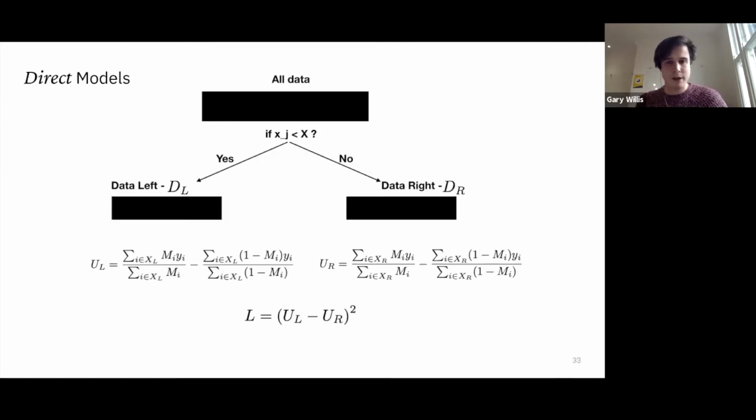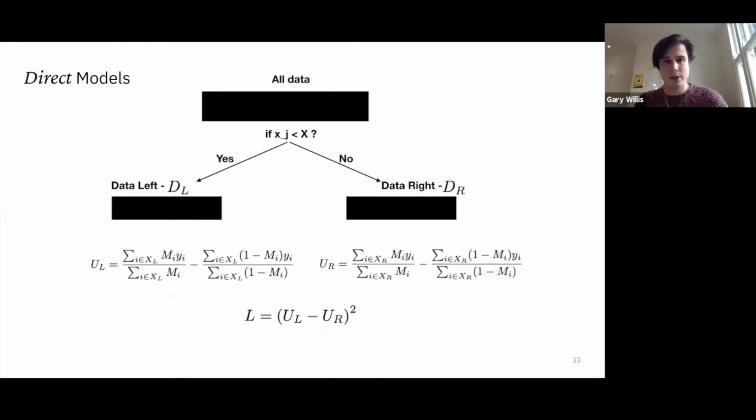Direct models take a very different approach. Direct models try to use empirical uplift as the thing that mimics true uplift. And thus they try to split the training data up into different groups, which have maximally differing empirical uplifts.